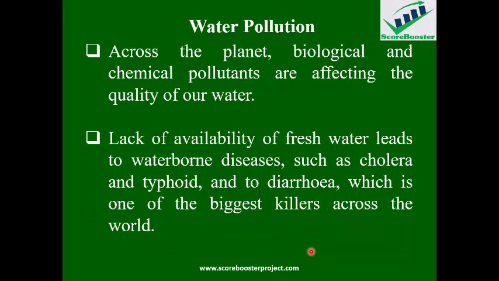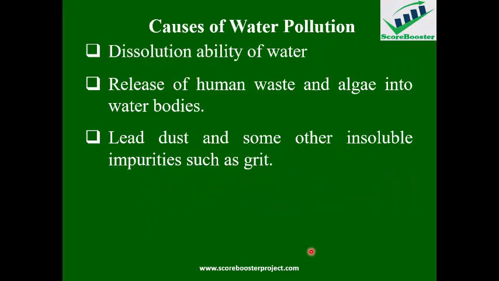Across the planet, biological and chemical pollutants are affecting the quality of water. When we have something like that, there is going to be an outbreak of diseases such as cholera, typhoid, diarrhea, and we all know the effects of all those diseases. Then there are some other diseases that are not mentioned here that are caused by pollution of water.